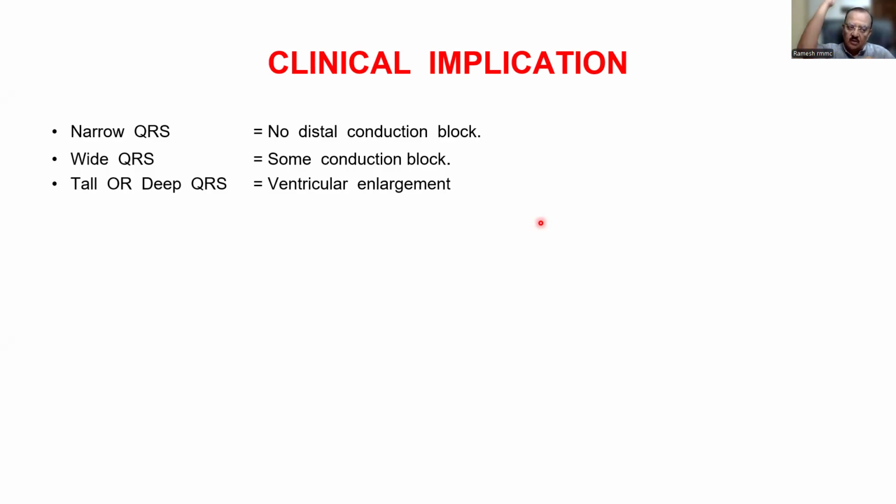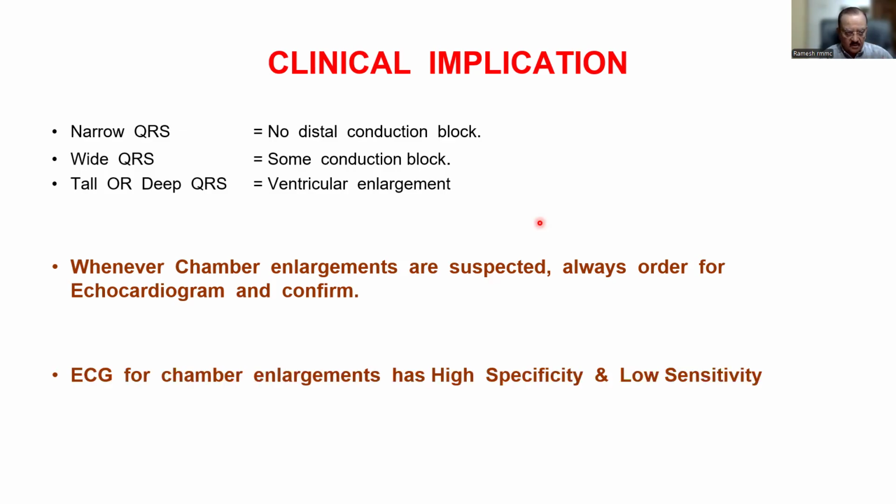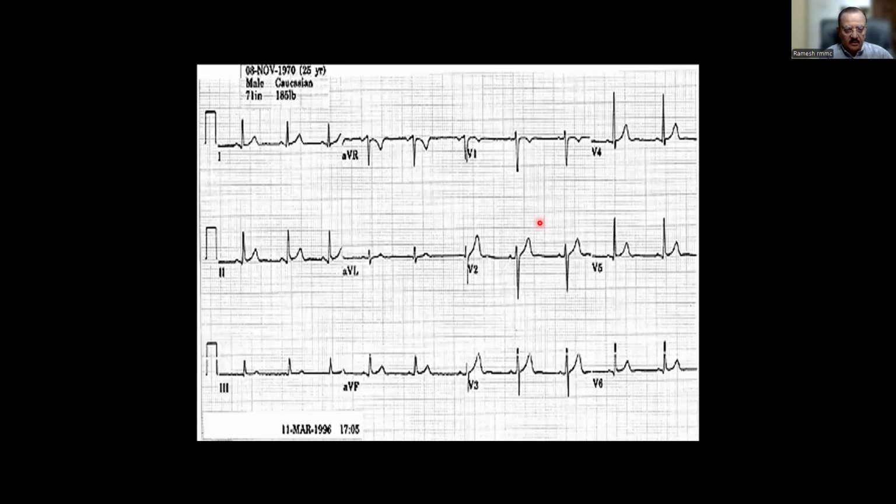Suppose there is a very tall QRS or a very deep QRS, you should suspect ventricular enlargement. As I told you, ECG is not 100% specific and sensitive for chamber enlargements. So whenever chamber enlargements are suspected from the ECG, you must always confirm it with the echocardiogram, right? All the time.